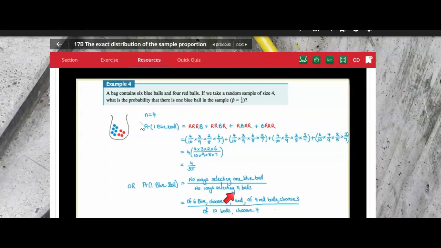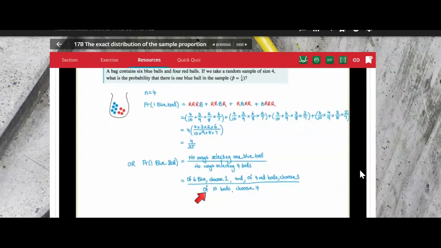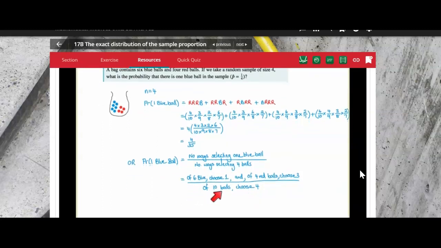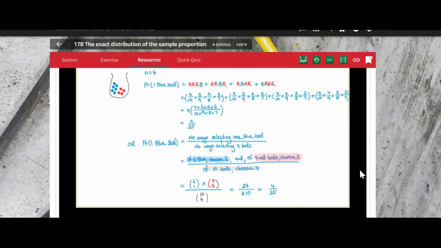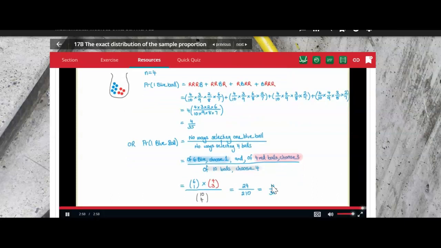Then to get the number of ways of selecting any 4 balls in any combination would be, of the total 10 balls that are in the bag, we want to choose only 4 of them. So of the 6 blue balls to choose 1, that's 6 choose 1. And of the 4 red balls to choose 3, that would be 4 choose 3. And then out of the 10 balls, we want to choose any 4 of them, that would be 10 choose 4. If we work that one through, again, we'll get an answer of 4 out of 35.